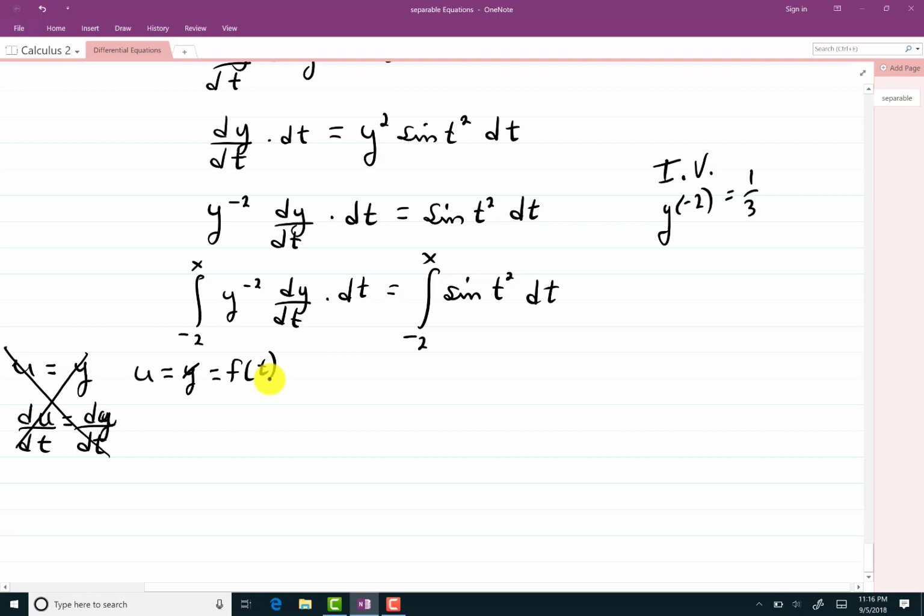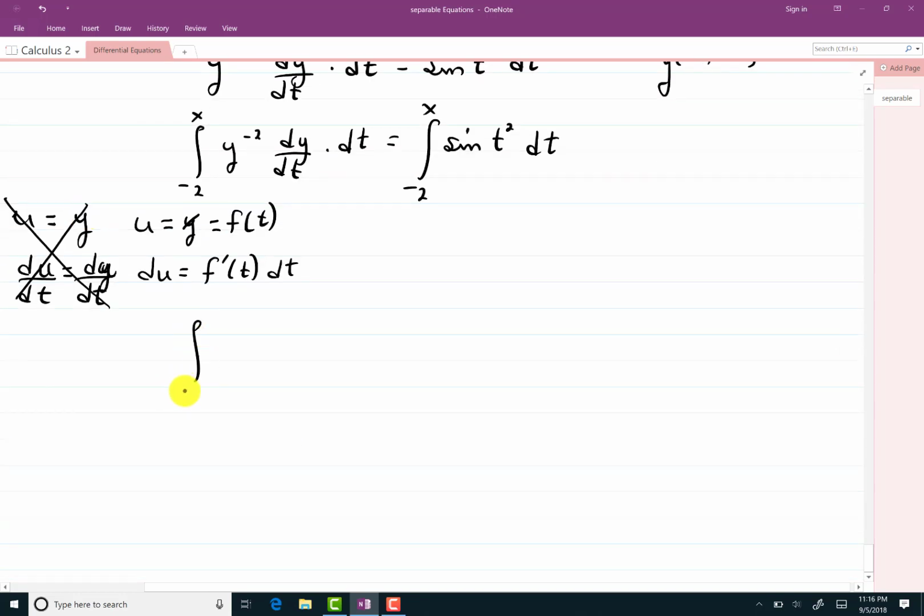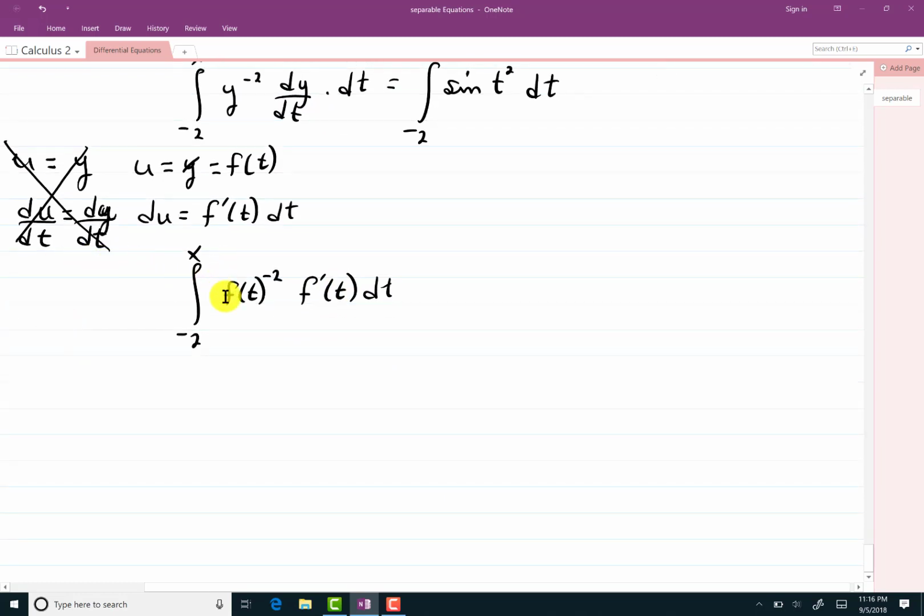The reason I'm doing this is because we can think of y as an f. This is f prime. du is going to equal f prime of t dt. So let's take a look at our integral from negative 2 to x. I'm going to put it in there: f of t to the negative 2. This part here is f prime of t dt. But that's u. I have u to the negative 2. This stuff is du. On the right, I can't integrate it, so I'm going to leave it be for the time being.